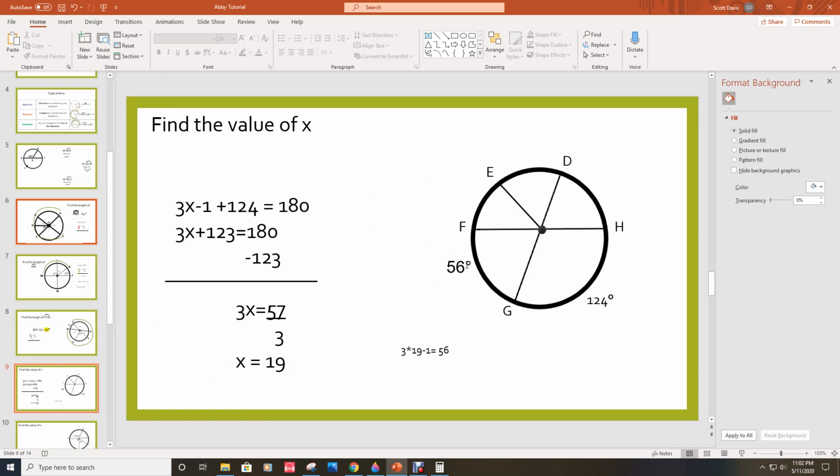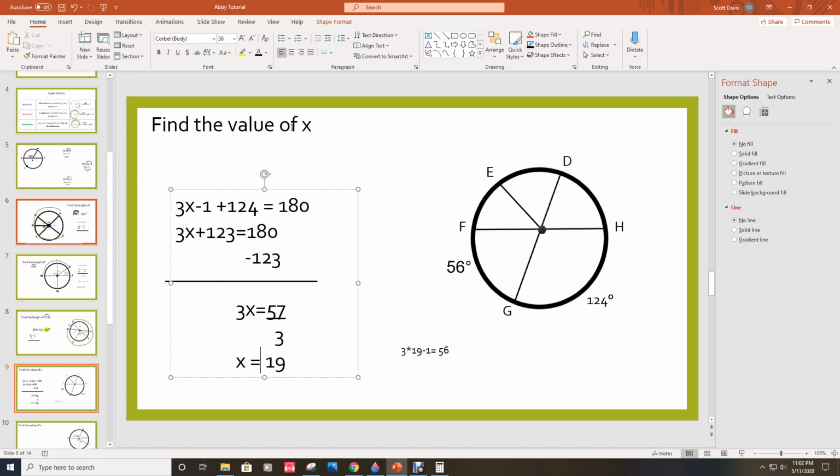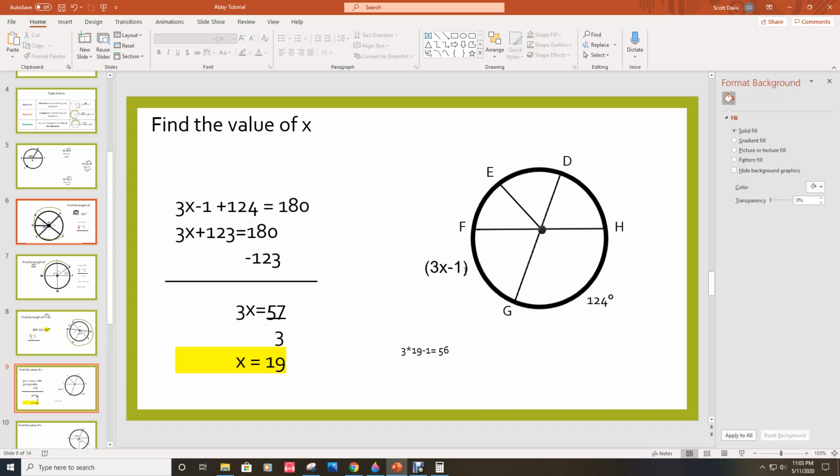Now, 56 is not our answer. The only reason that we ended up figuring out this 56 here was just to double check our work. Because the question is, find the value of x. Because our original problem had said 3x minus 1, over here. And it didn't necessarily want to know what this arc length was here in degrees, but it wanted to know what x equals. So this was our answer. But we were smart and we went ahead and plugged it in to make sure that we were correct.